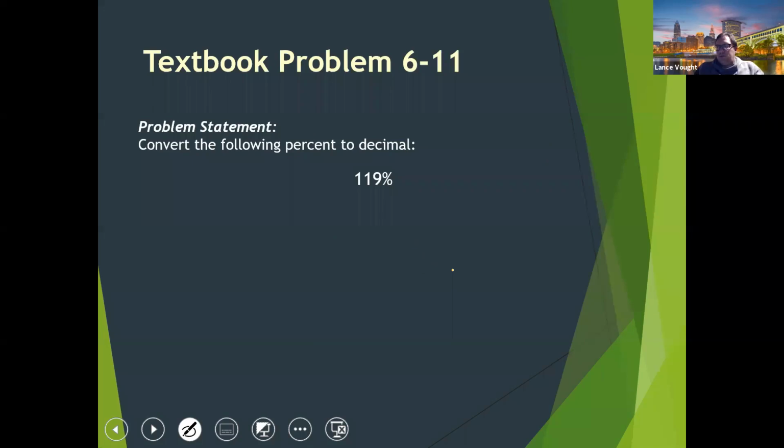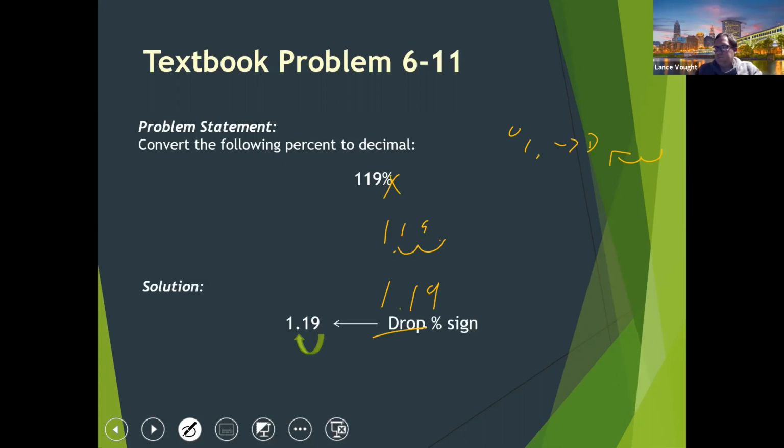We're converting this percent to a decimal. Remember I said percent to decimal, we go to the left. So we get rid of the percent sign. We're left with 119. Go over to the left. We have 1.19 as our answer.